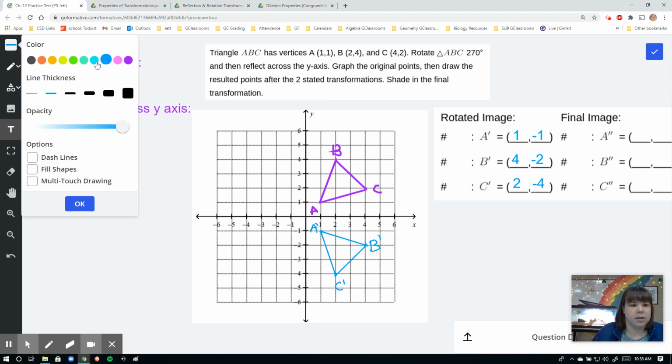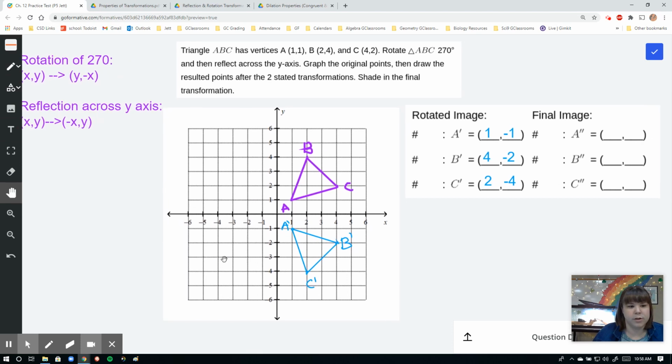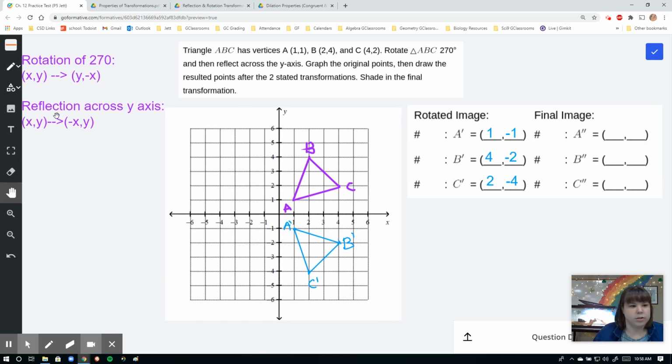and make it a negative number. So I'm going to change some colors. And I'm going to move it a little bit over. So instead of (1, -1), we're going to have (-1, -1). Again, our y value is not changing. It's just the x value that's changing. So instead of 4, it's going to be -4, and we keep that -2 the same. And then the next one, C double prime, we make the x negative, so (-2, -4).